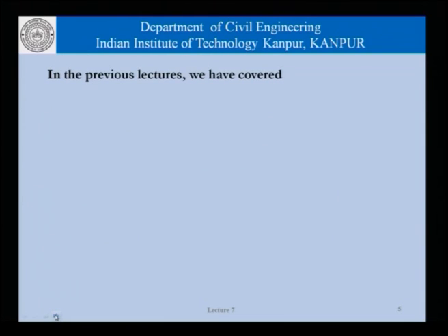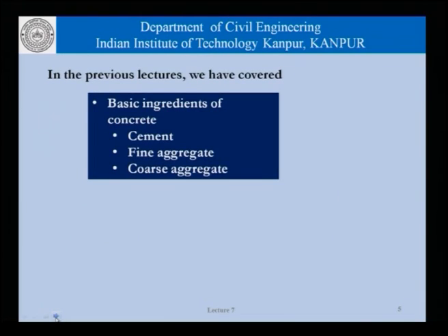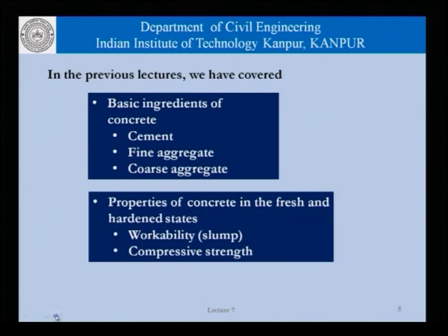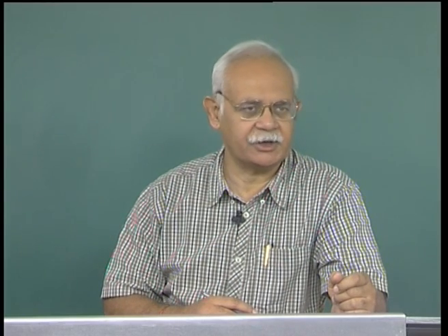In the previous lectures or discussions, we have covered the basic ingredients of concrete, that is cement, fine aggregates and coarse aggregates. Then we have also covered the basic properties of fresh and hardened concrete in terms of workability, which is largely measured in terms of slump, and compressive strength, which could be measured using cylinders or cubes depending on the specifications or the countries in which we are working.